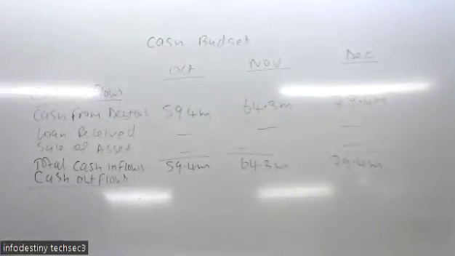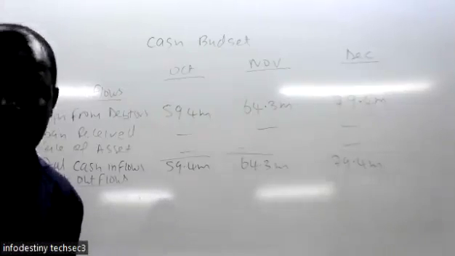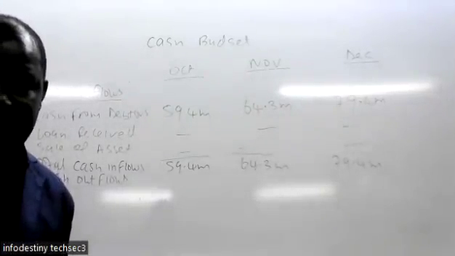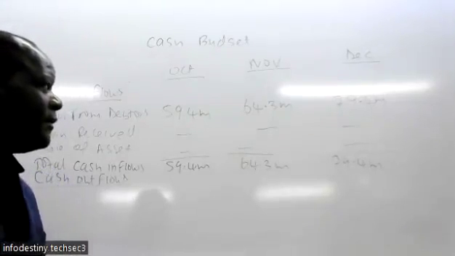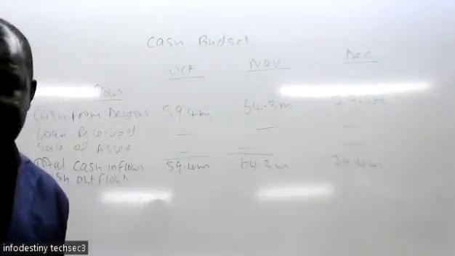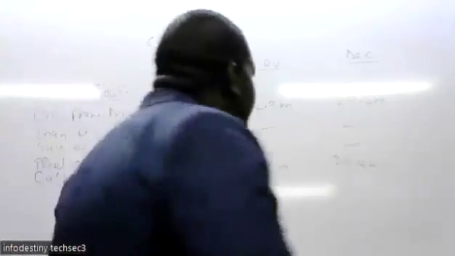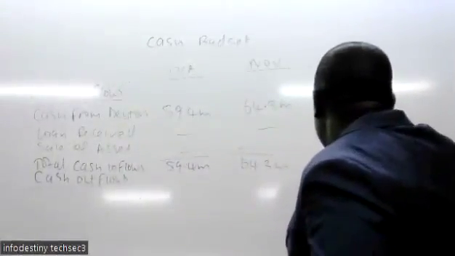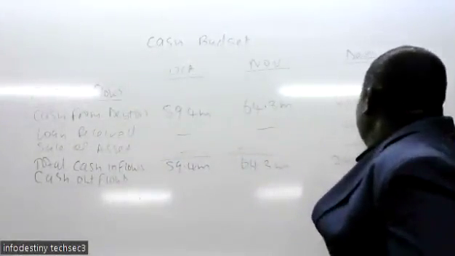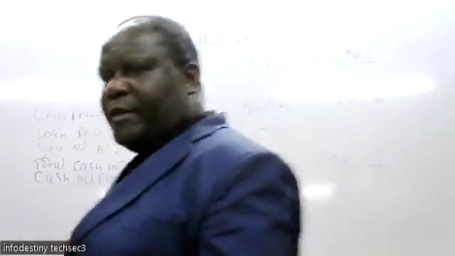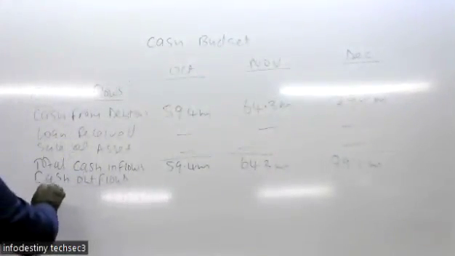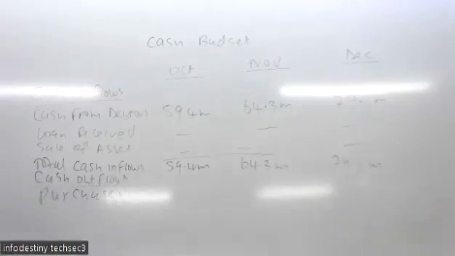So now we go to the cash outflows. We start with the purchases. And December 79.1, not 4. This is 1. They're saying it is 1. So now for the outflows, we start off with the purchases of the raw materials.